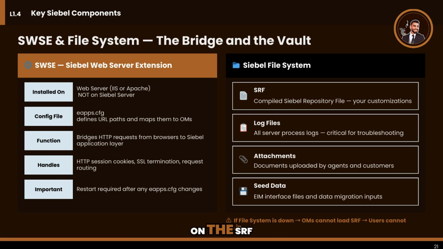Let me spend a moment on the SRF because it's the most important file in your Siebel environment. Everything you configure in Siebel Tools, your custom fields, your applets, your views, your business components, all of that gets compiled into a single binary file called the SRF. When a Siebel server starts its object manager, the first thing that OM does is load the SRF from the file system. The SRF is your application. If the SRF is corrupted or if it cannot be found, the object manager will not start. This is why backing up the SRF before any deployment is one of the golden rules of Siebel administration.